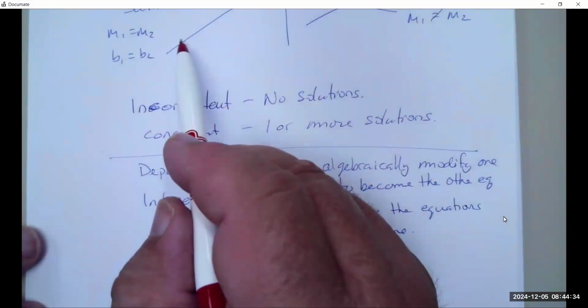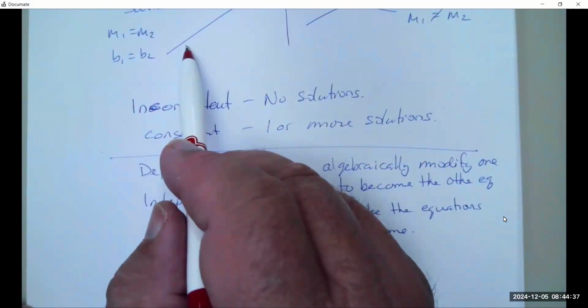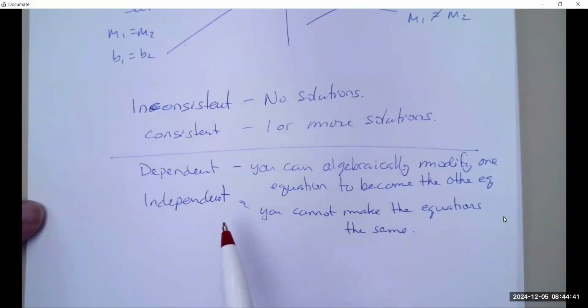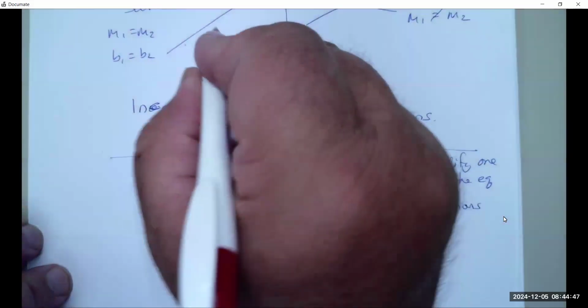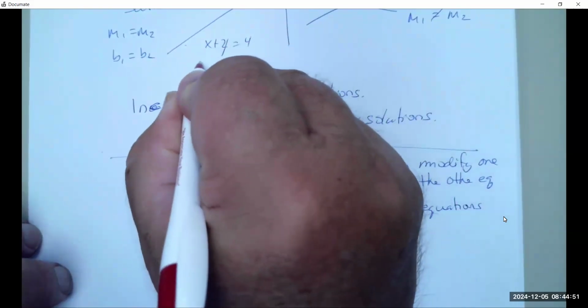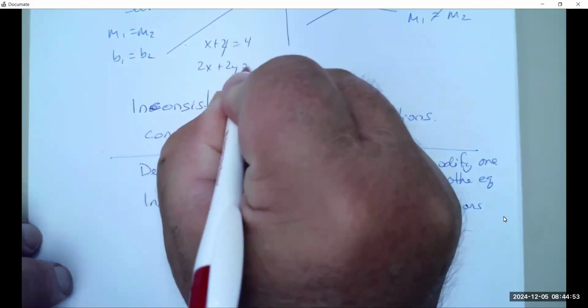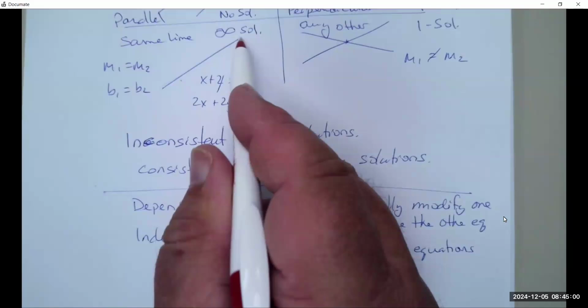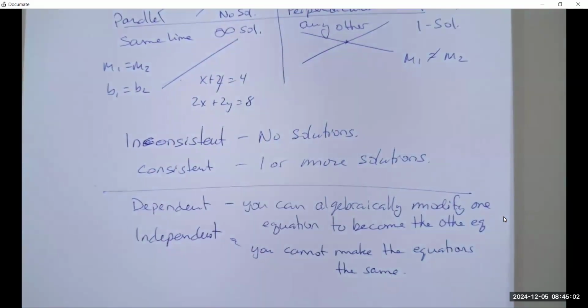How about same lines? They're consistent because you have more than one solution. Can you make one line look like the other? Yeah. So it's dependent. For example, if we had x plus y equals 4 as opposed to x plus 2y equals 8, I could divide all of them. So their graphs are the same, but their equations, the way they look, are different.